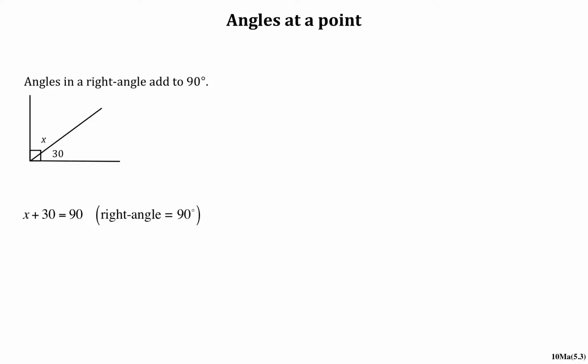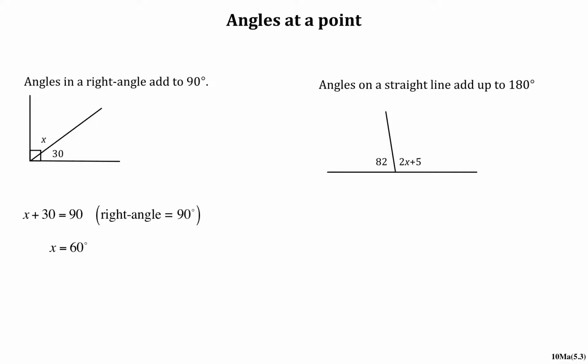So it's probably a good idea to get into the habit, whenever you do geometry questions, of writing down an equation of some kind. For example, the two angles, x and 30, add up to 90, and then in brackets after that first line of working you always give a reason, and if we minus 30 from both sides we get x equals 60 degrees.